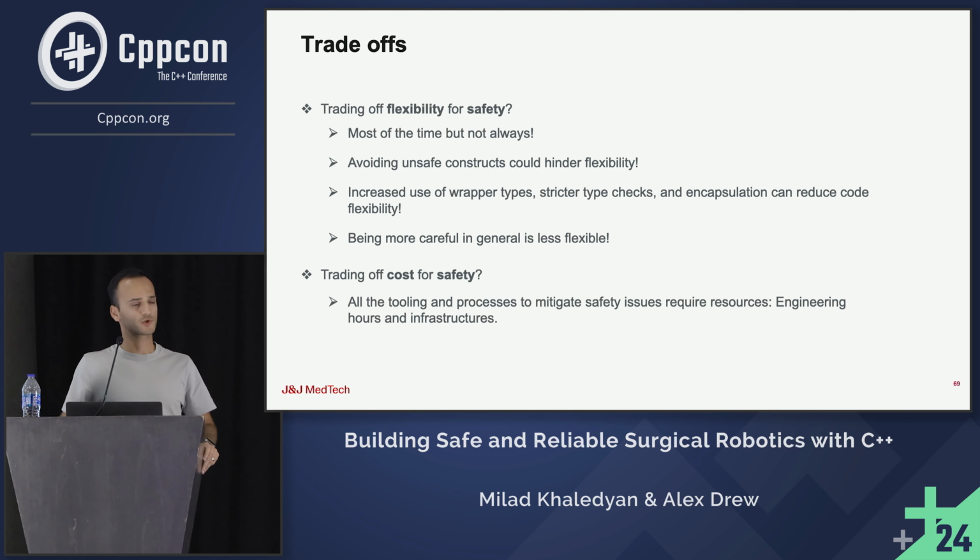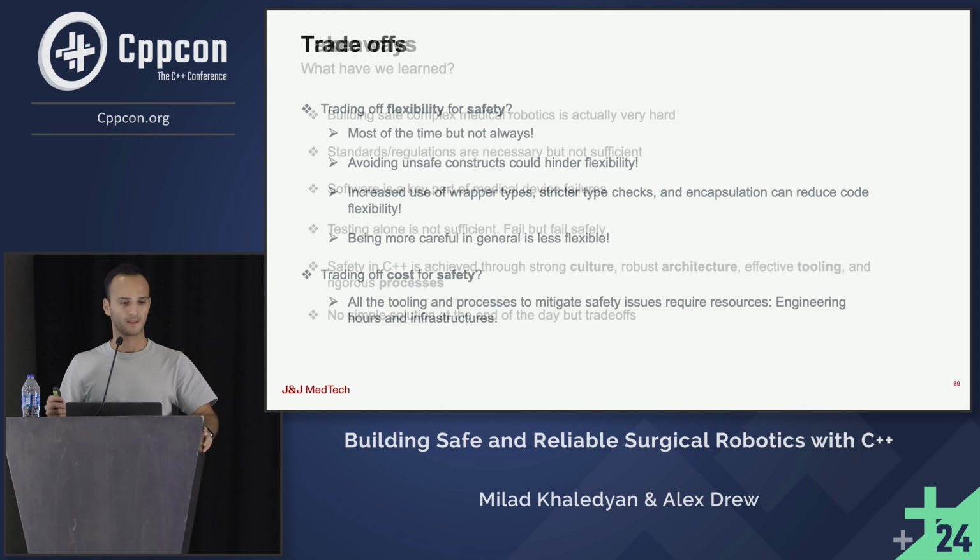And then the last one is trading cost for safety. Of course, doing all these CI/CD pipelines, all these safe constructs that we have, they require a lot of engineering hours. They require a lot of resources and essentially a lot of infrastructure. So you have to pay a lot of money for these kinds of things. So safer usage of C++ is a lot more expensive.